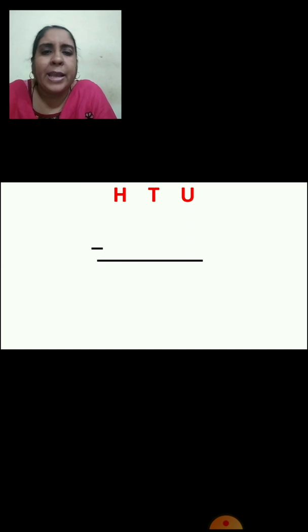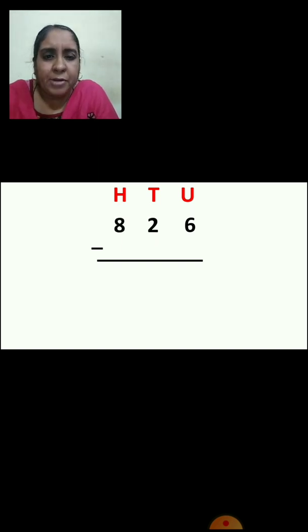How are we going to find it? We will write HTU. Now let us arrange the numbers first. Let us see which number will come in units place. 6 in units place, 2 in tens place and 8 in hundreds place, right? We will do subtraction now. Now the second number: 8 in units place, 5 in tens place and 3 in hundreds place. Okay, now we can subtract.